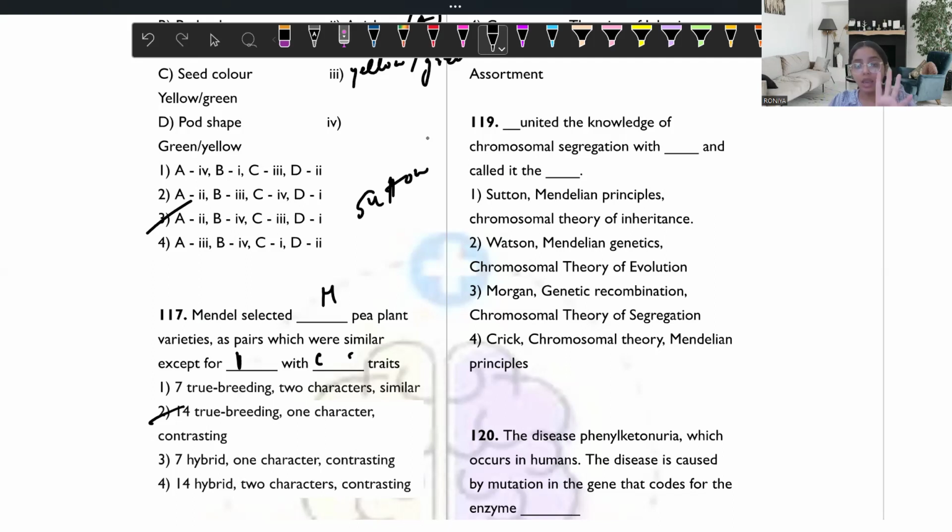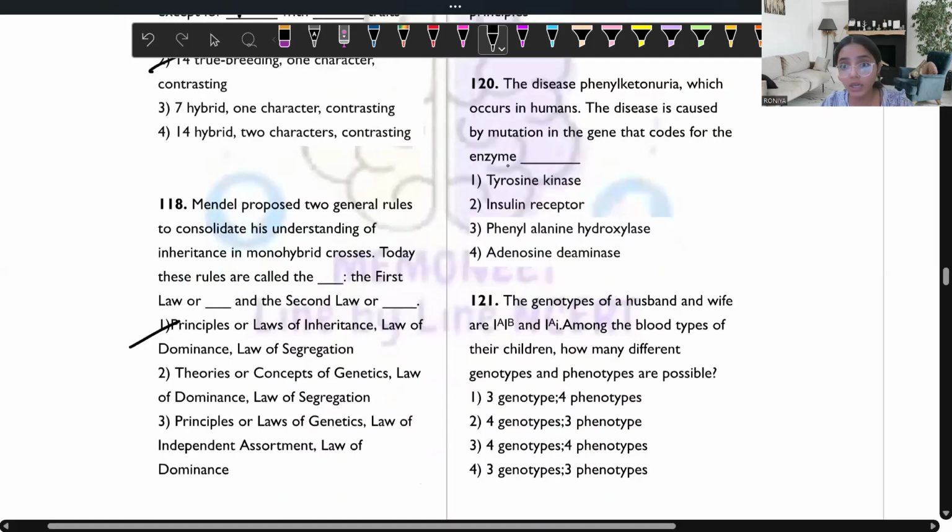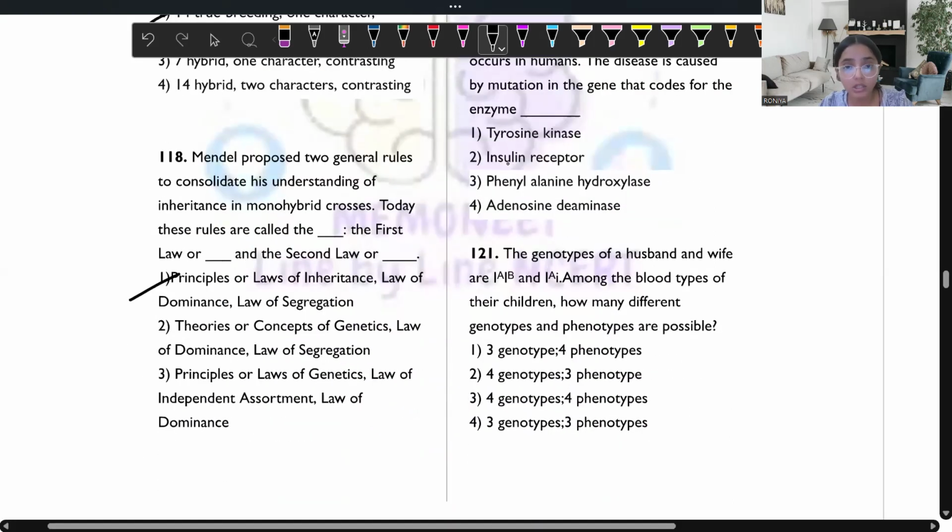So Mendel gave the theory of inheritance, that is, how genes are transferred. Some genes are dominant, some are recessive, and genes have alleles. How are they transferred from parent to children? All this is the principles of inheritance, given by Mendel. Now Sutton applied this to chromosomes and called it the chromosomal theory of inheritance. So the answer is Sutton. Understood? Now next question, 120.